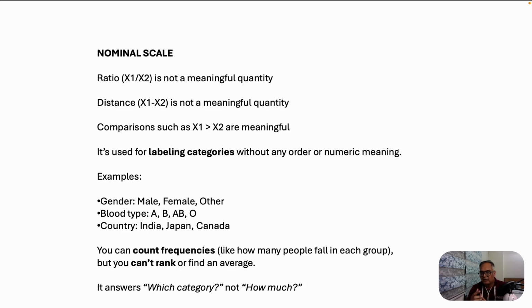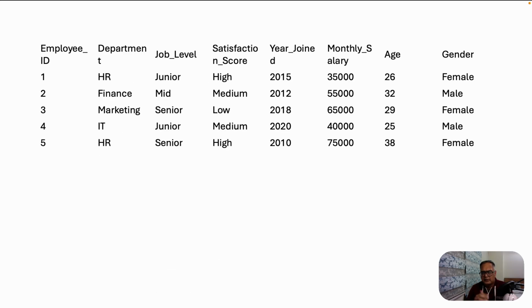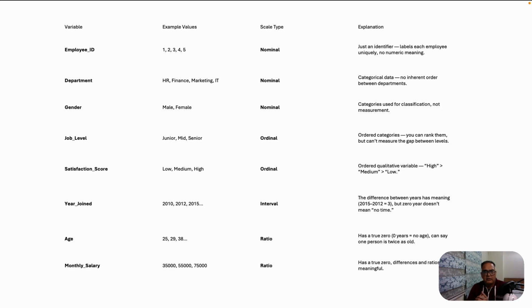I'm sorry for this mistake. Comparisons are not meaningful. Remember, none of the qualities of the ratio scale, that is the ratio, distance, and comparisons, are satisfied in a nominal scale. So these are the four categories of scales of a variable, and I have an example data set which carries all of these scales. So let us see which is what.